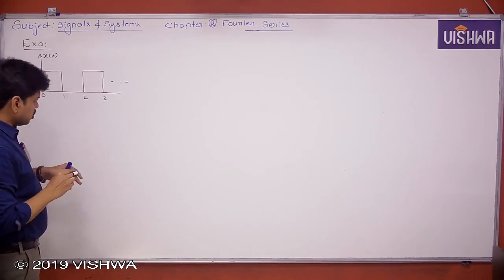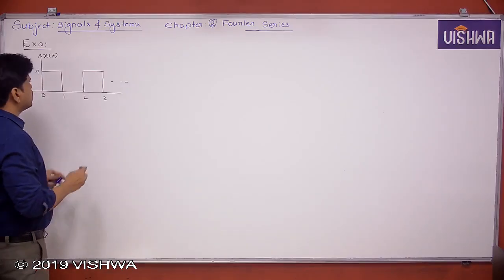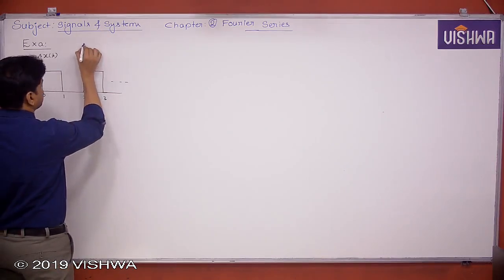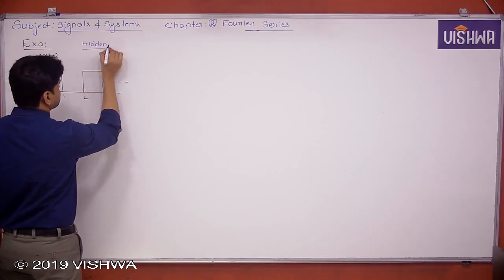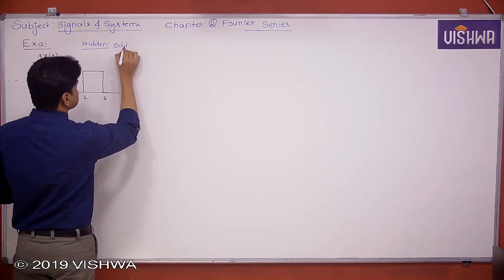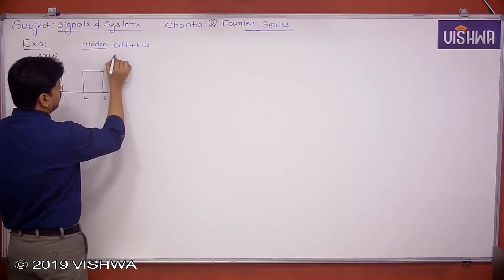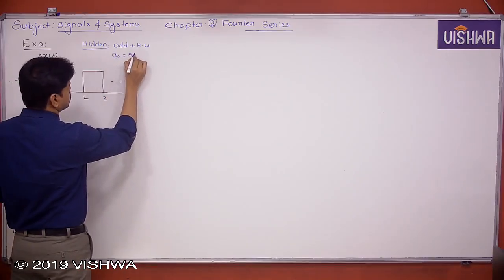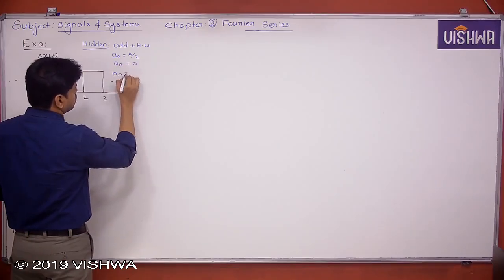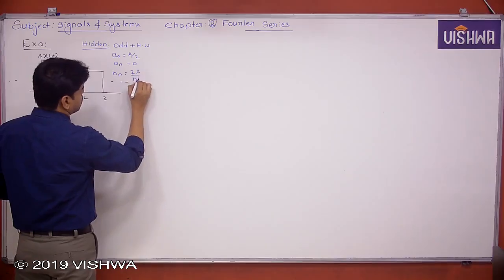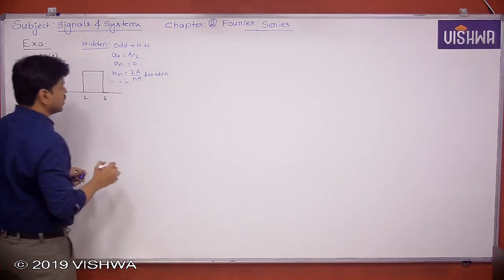For this signal, we have drawn the spectrum, which is the polar form of Fourier series spectrum, and it is exhibiting hidden symmetry. In that, we are having odd plus half wave symmetry. We are having A0 which is A by 2, An 0, Bn value 2A by n pi for odd values of n.